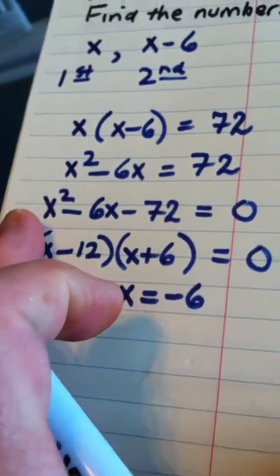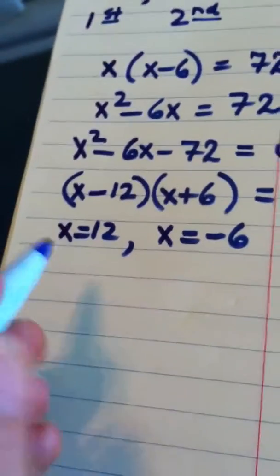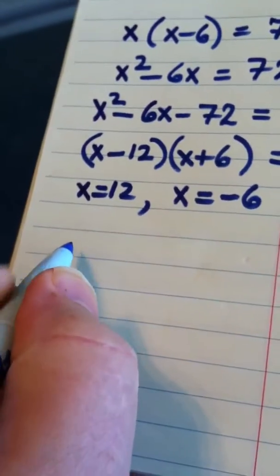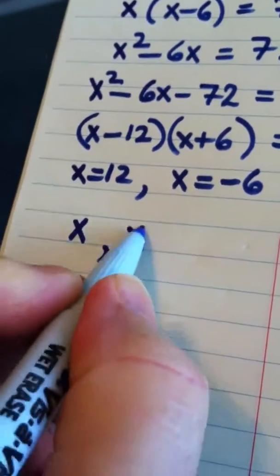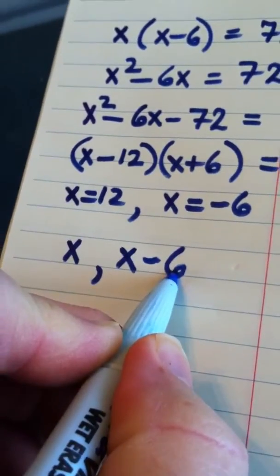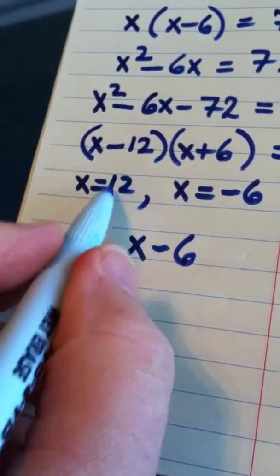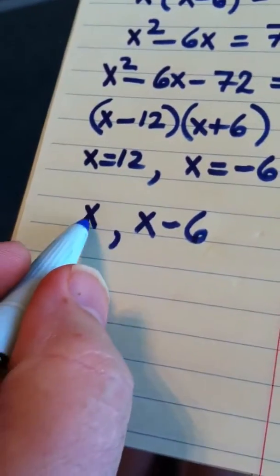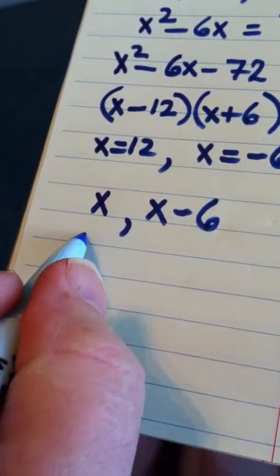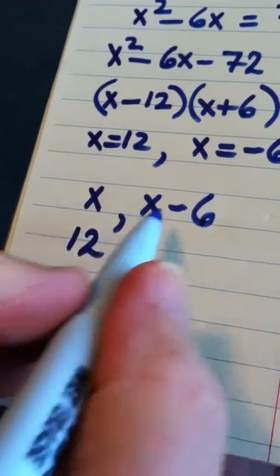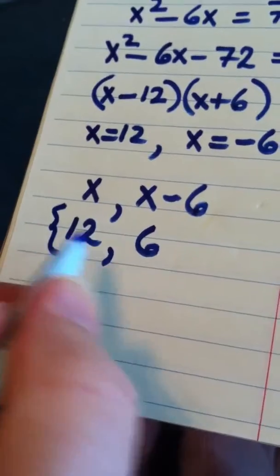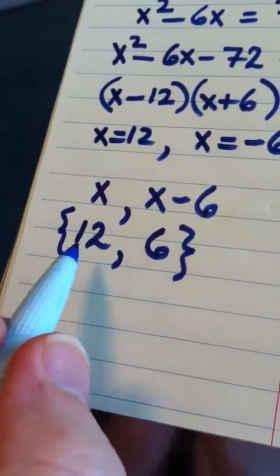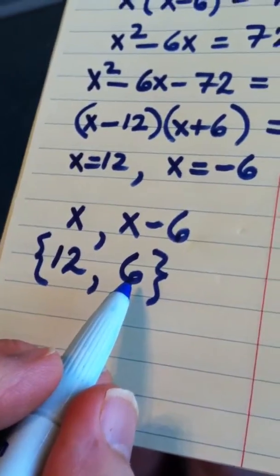Now let's go back up to the original setup. Well, or let me write it here. Remember the original two numbers were x and x minus 6, right? Let's start with 12. If x is 12, my answers would be 12, and 12 minus 6 would be 6. So that's one correct set of answers, 12 and 6.